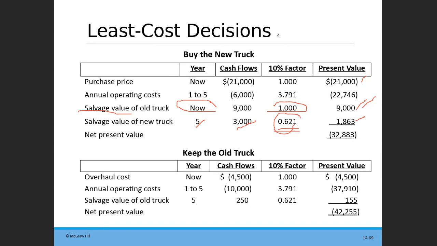So 21,000 minus 22,746 plus 9,000 plus 1,863 means the new truck is going to cost me, in terms of present value, $32,883.